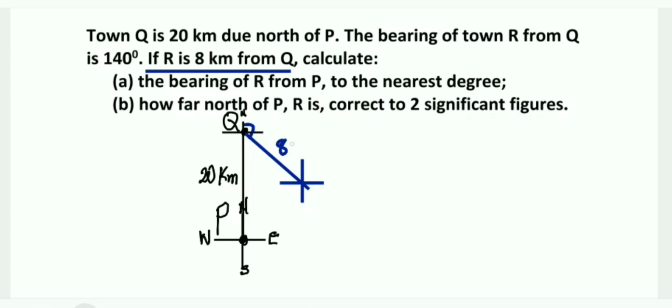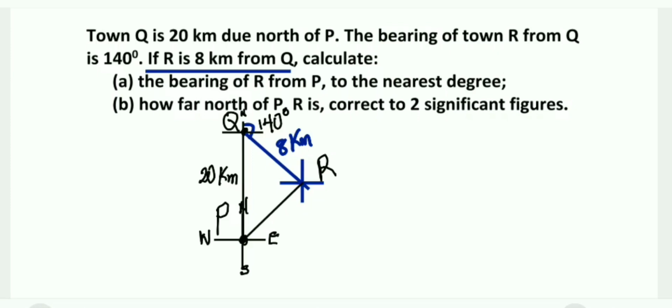Label this 8 kilometers. This is position R. All of this is 140 degrees. And then I just need to join these together to R, and so I form my triangle. Alright, so that's it. I hope you understand the diagram.